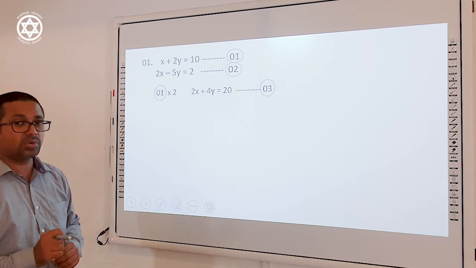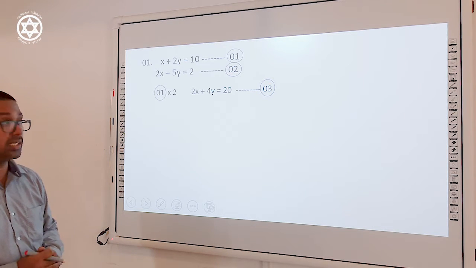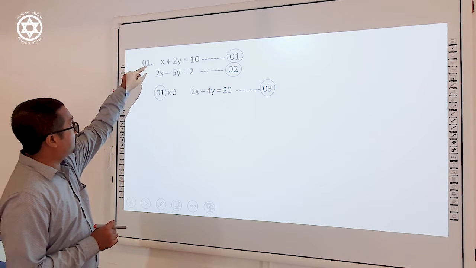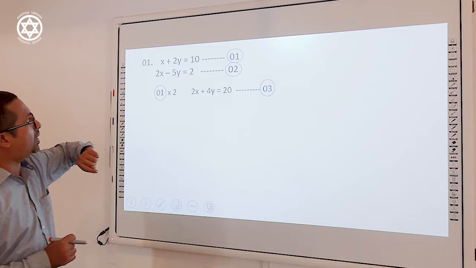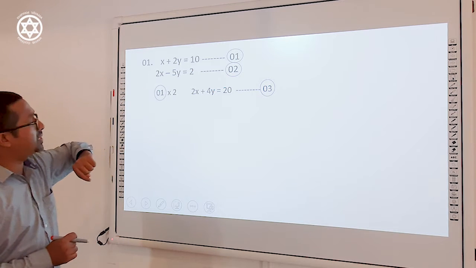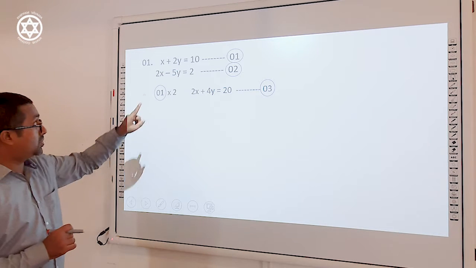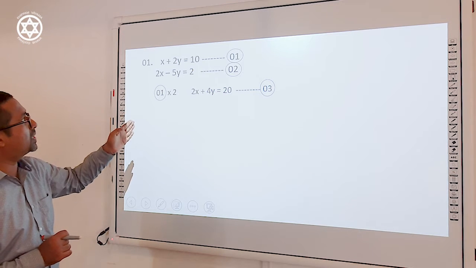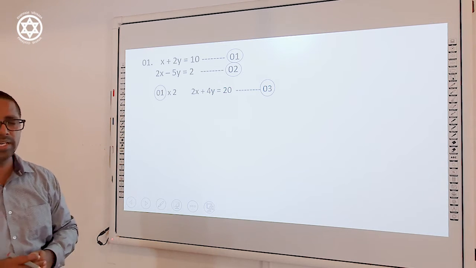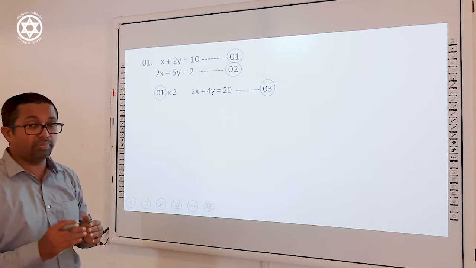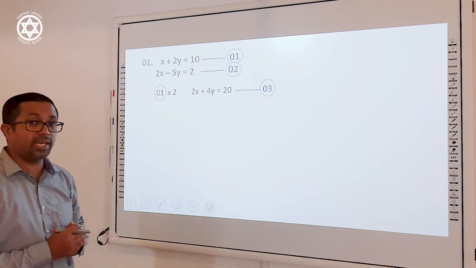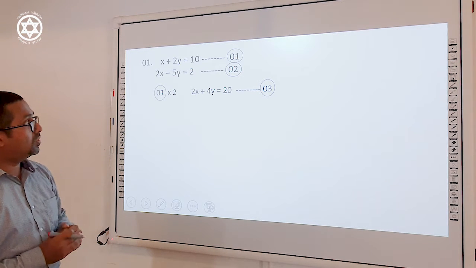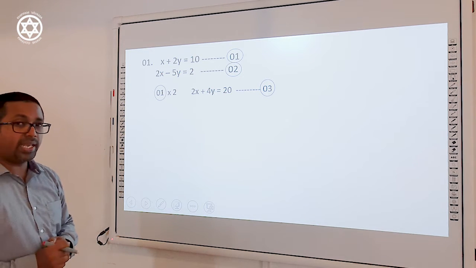First you have to check the coefficients of the algebraic terms. Considering x, the coefficient of x in the first equation is 1 and in the second equation is 2, which is different. And when we check the coefficient of y, in the first equation it is plus 2 and in the second equation minus 5, which is also different. So as a first step, we have to make equal coefficients, to remove a term from these two.